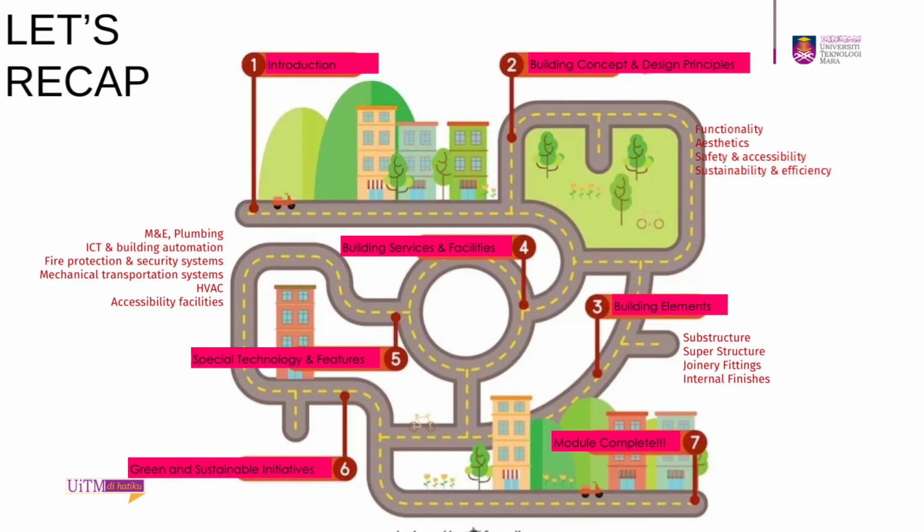Let's recap. 1. Introduction. 2. Building concept and design principles: functionality, aesthetics, safety and accessibility, sustainability and efficiency. 3. Building elements: substructure, superstructure, joinery fittings, internal finishes. 4. Building services and facilities: M&E, plumbing, ICT and building automation, fire protection and security systems, mechanical transportation systems, HVAC, accessibility facilities.